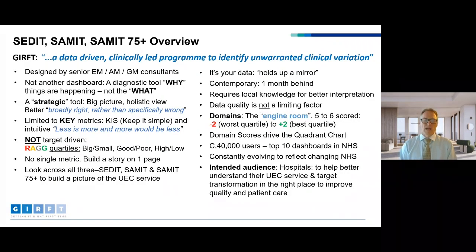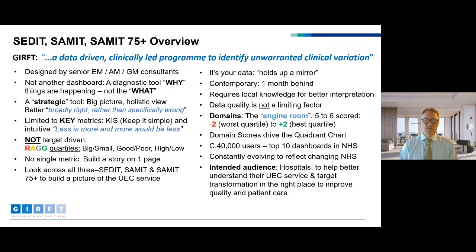It's not trying to do that. It's a strategic tool that can be used to diagnose why things are happening in your particular department or service. It's not particularly looking at the what in terms of what is happening. Now, it does set out some of the whats, but it's more strategic in that it tries to point you to what is causing the issue, and therefore your solution can better focus on improving the services. As I say, it's a limited number of key metrics.